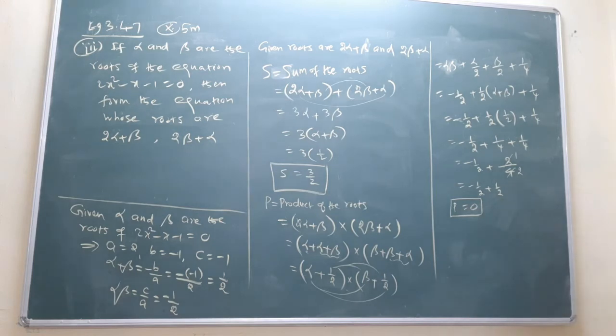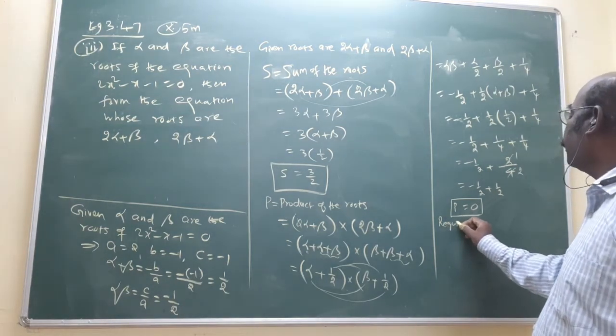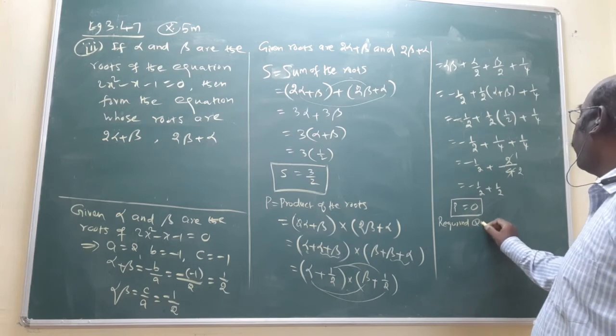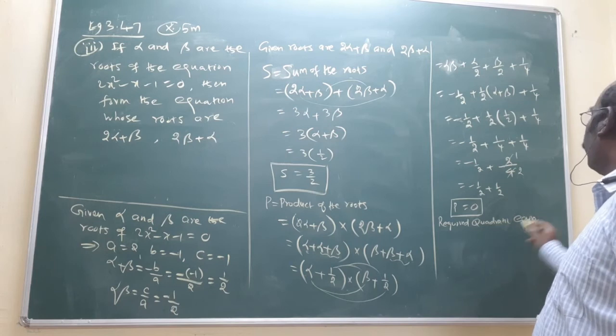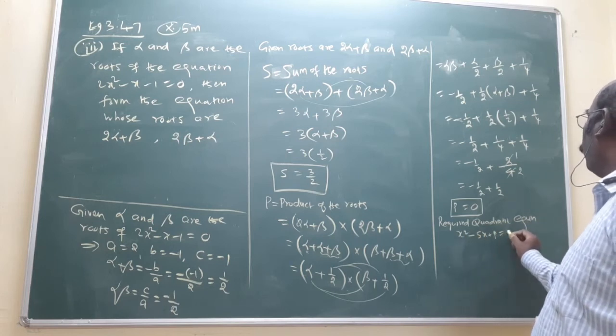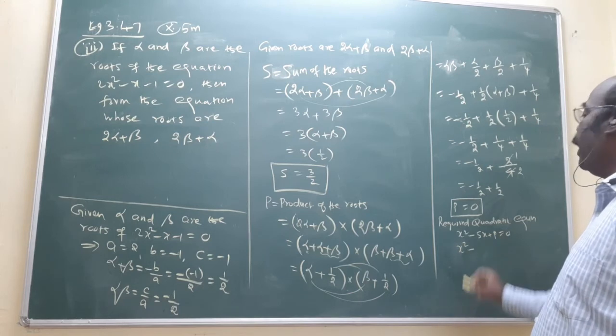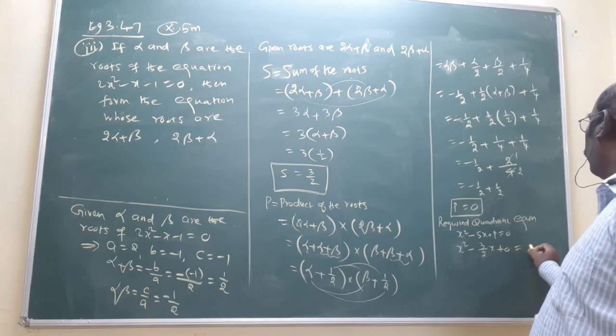Now write the formula for quadratic equation. What is the formula? x square minus sx plus p equal to 0. Take the formula, substitute s and p, you will get the answer. Therefore, required quadratic equation: x square minus s, that is 3 by 2 x, plus 0 equal to 0.